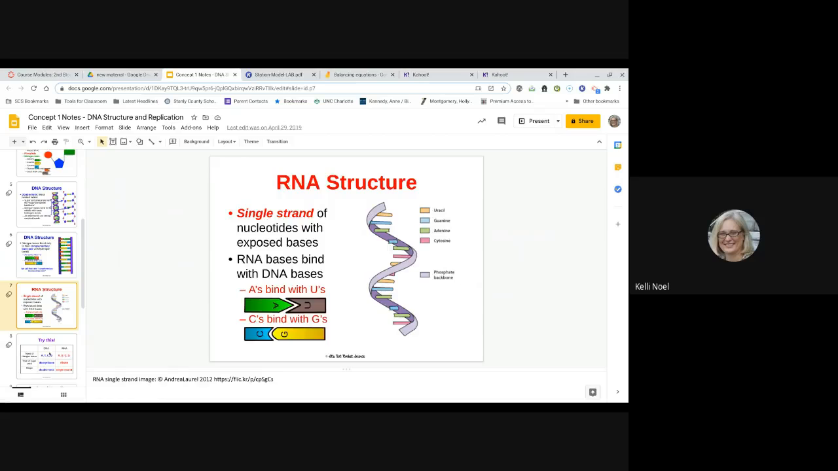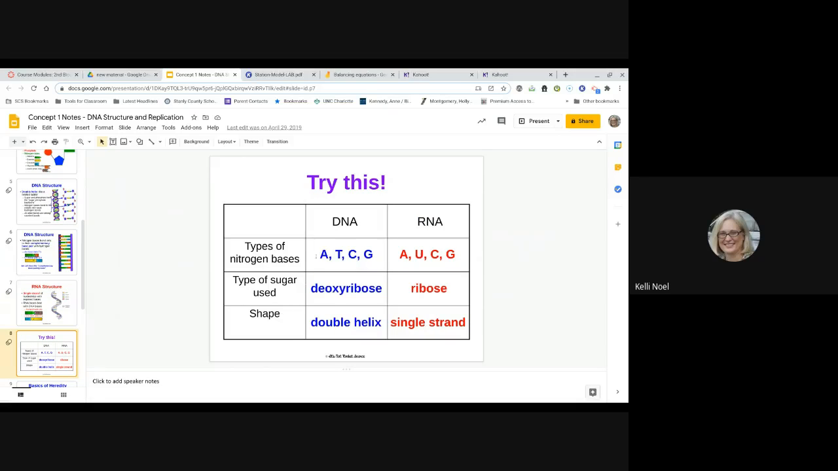So you're going to need to know how to compare DNA and RNA. The bases are the same except the T for DNA and the U for RNA. The sugars are different. DNA is deoxyribose, and ribose is for RNA. And the shape: DNA is a full ladder, twisted, whereas RNA is a single strand.